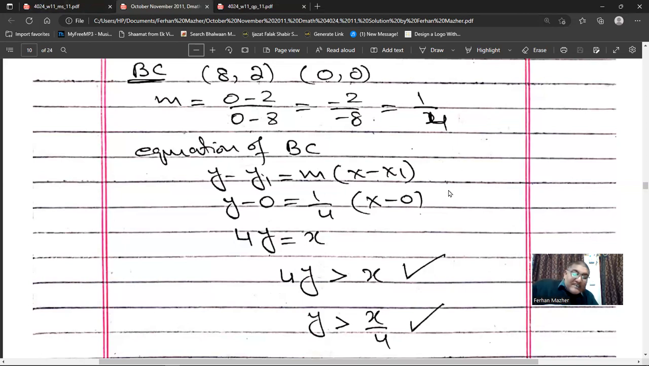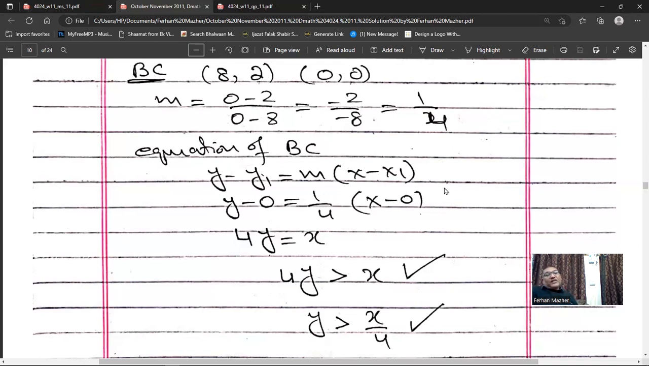So the equation of the BC will be y minus y1 equals to m bracket x minus x1. So it will be y minus 0 equals to 1 by 4 bracket x minus 0 bracket close. So it will be 4y is equals to x. 4y is equals to x. So 4y is greater than x.